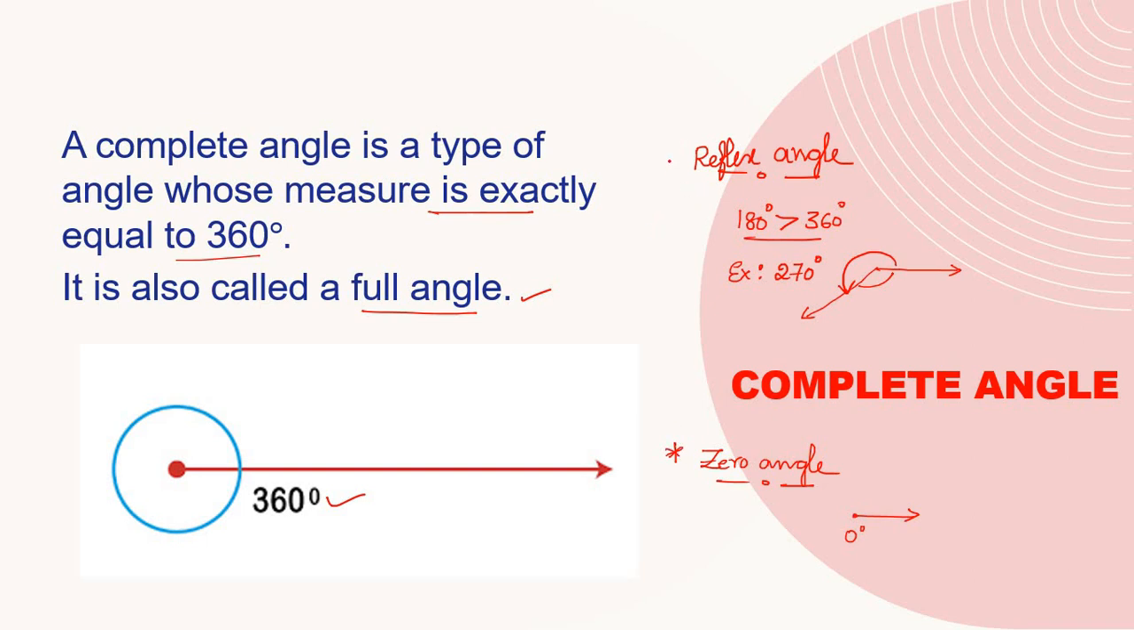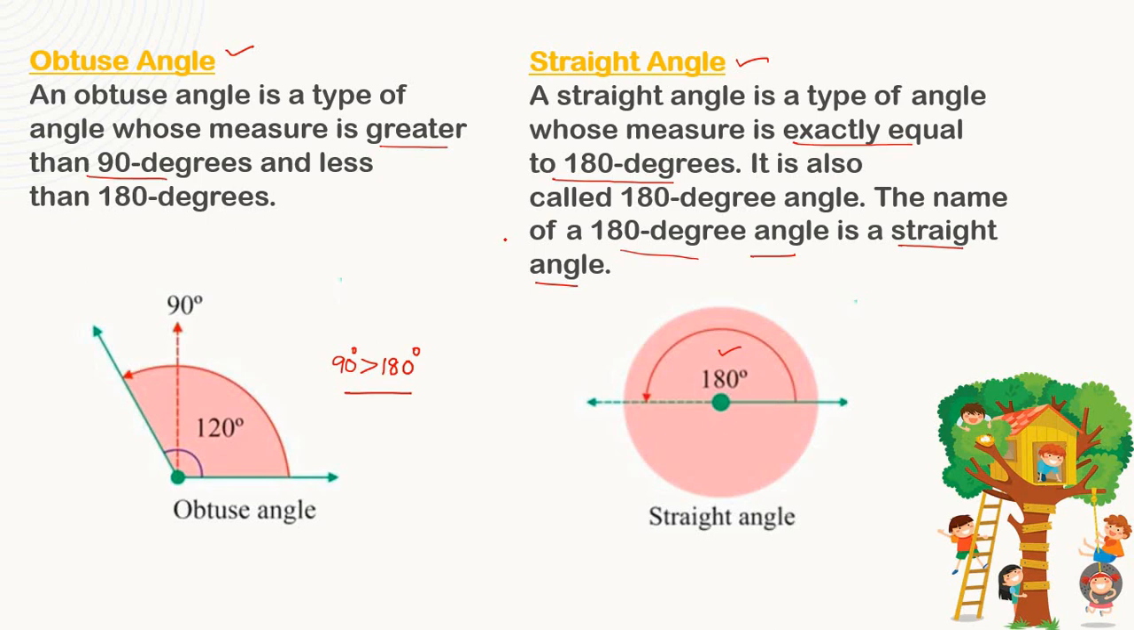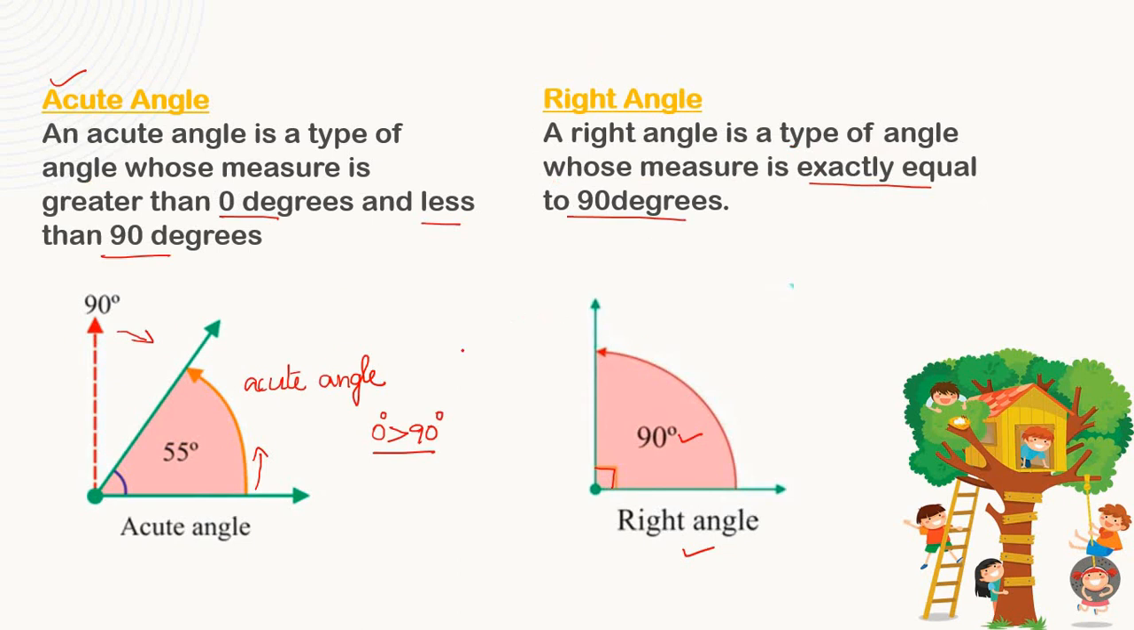If it is greater than 180 degrees and less than 360 degrees, it is called a reflex angle. If the measure is exactly 360 degrees, it is called a complete angle or full angle. If it is greater than 90 degrees and less than 180 degrees, it is called an obtuse angle. If it is exactly 180 degrees, it is called a straight angle or 180 degree angle. If it is less than 90 degrees and greater than 0 degrees, it is called an acute angle. And if it is exactly 90 degrees, it is called a right angle.